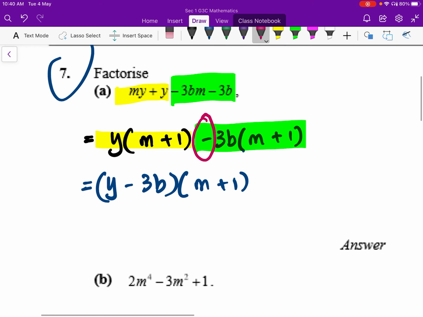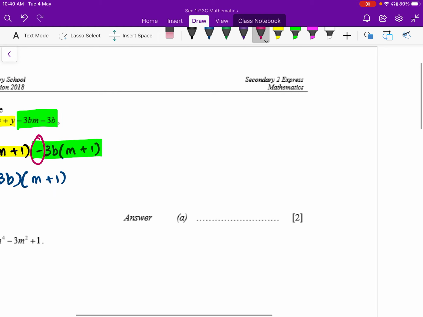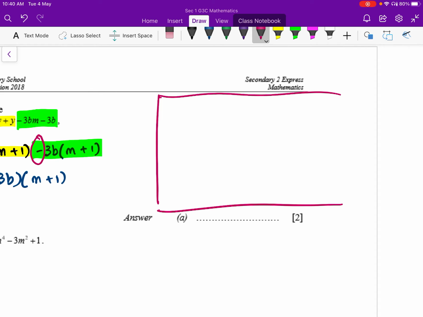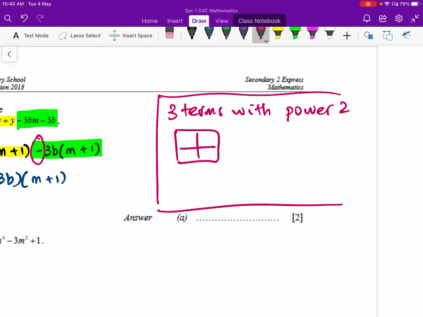Okay, just to recap, for factorization, I don't want to talk about the sec 1 type of factorization, very simple. We see 3 terms with power 2. With a power 2, you draw the box. Okay? Factorization. When you see 4 terms, you pair them up. These are your factorization that you need to be very familiar with.